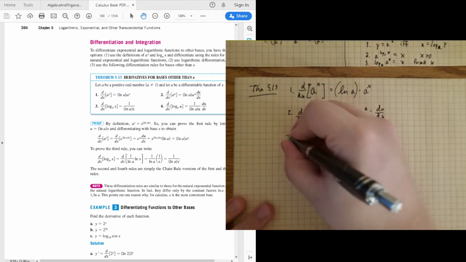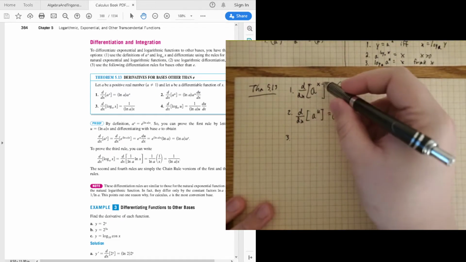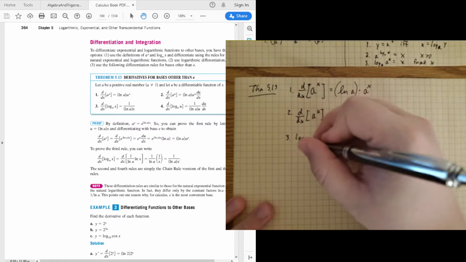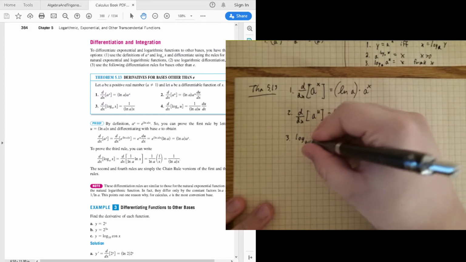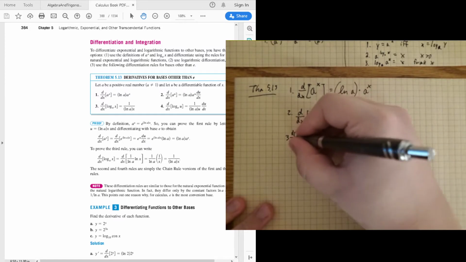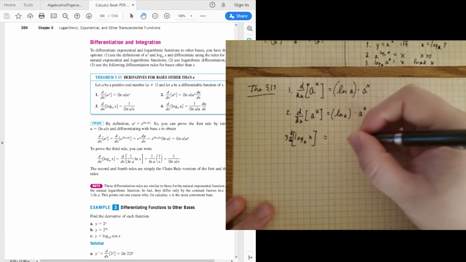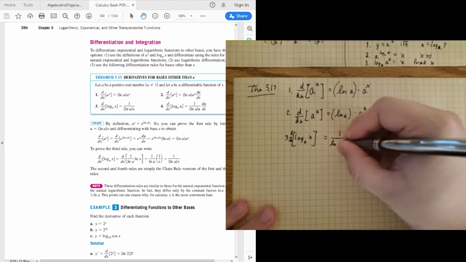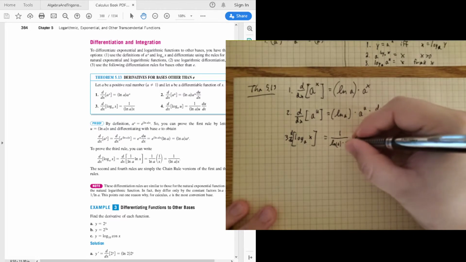3. So we've done a to the x power and a to the u power. Now we need to do the derivative with respect to x of log base A of x, which is equal to 1 over ln of A times x.